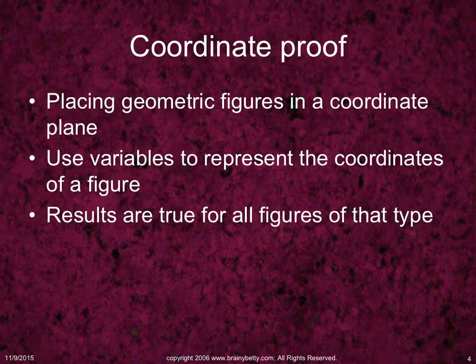A coordinate proof is a proof by placing geometric figures in a coordinate plane and then using variables to represent the coordinates of the figure, and the results are true for all the figures of that type. So we're going to overlap or draw shapes on coordinate grids and then prove certain things about that shape. So if you haven't done so already, you're probably going to want to download a coordinate grid from Google, save it in your camera roll so that you can access it and pull it in to plot these kinds of questions.